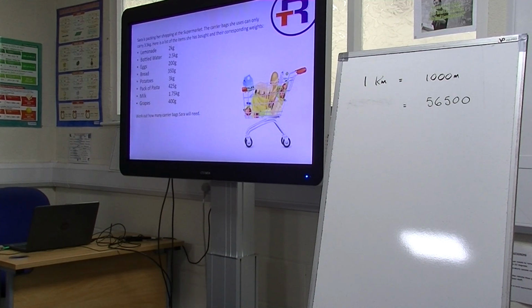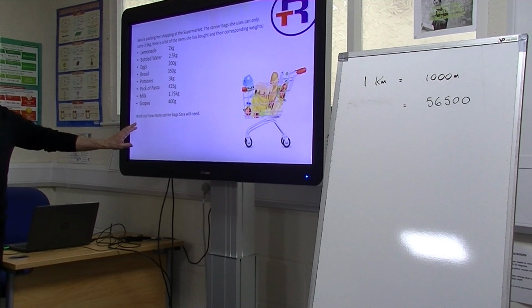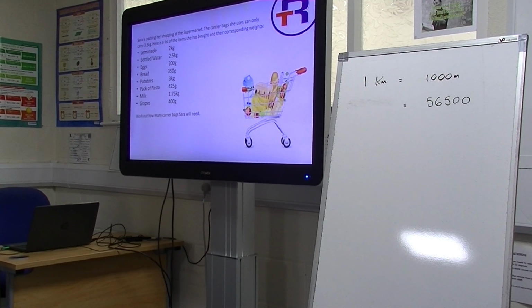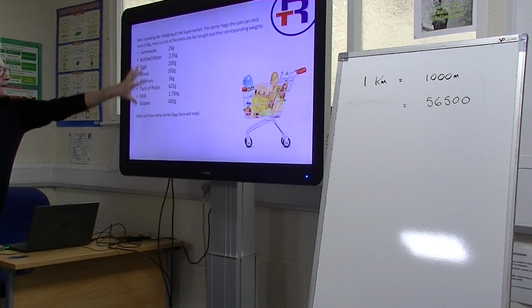So here's a little tester. Sarah is packing her shopping at the supermarket. The carrier bag she uses can only carry 3.5 kilograms. Here is the list of the items she has bought and their weights. Work out how many carrier bags Sarah will need. The lemonade weighs 2 kilograms, the bottled water 2.5 kilograms, the eggs 200 grams, the bread 350 grams, the potatoes 3 kilograms, the pasta 425 grams, the milk 1.75 kilograms and the grapes 400 grams. How many carrier bags does she need to carry all that shopping home?